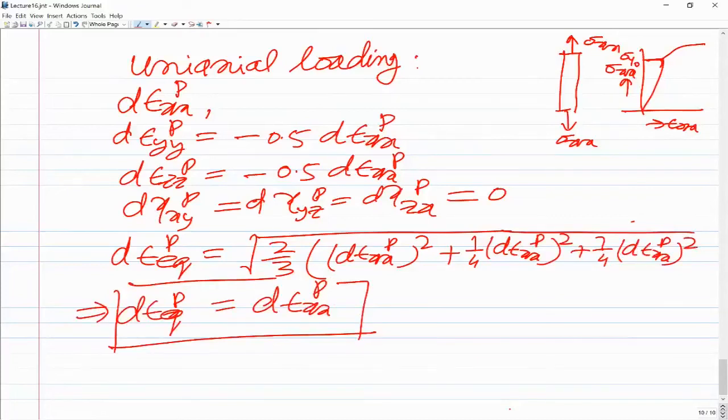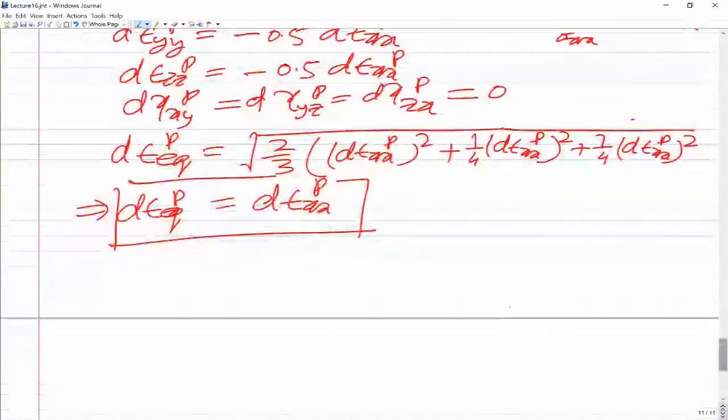And then we also have to look at the other condition, that the incremental plastic work should be expressed in terms of the incremental equivalent plastic strain and equivalent stress. So before we can do that, let's interpret lambda and what is the relationship between lambda and d epsilon equivalent P.